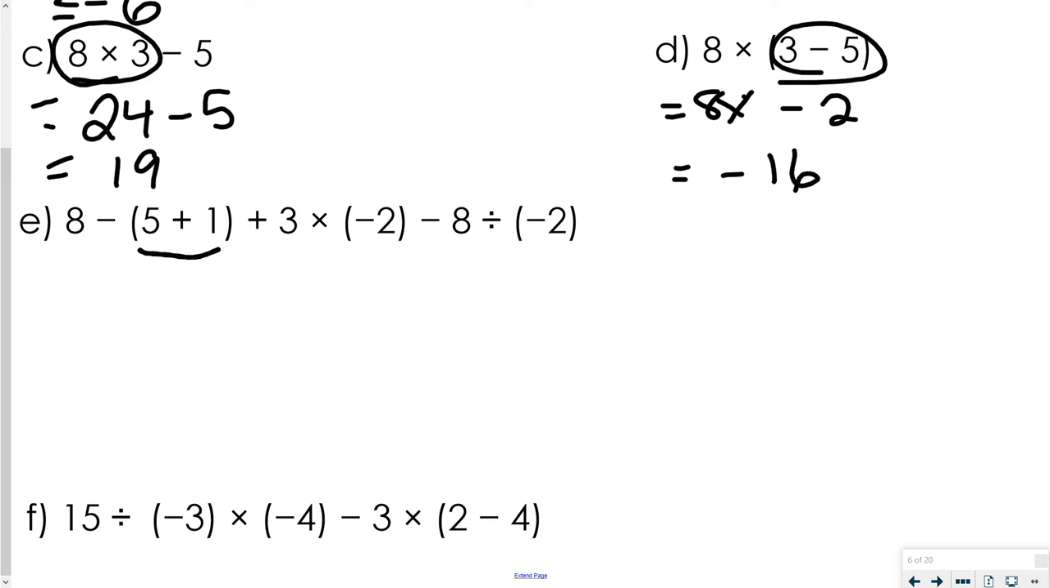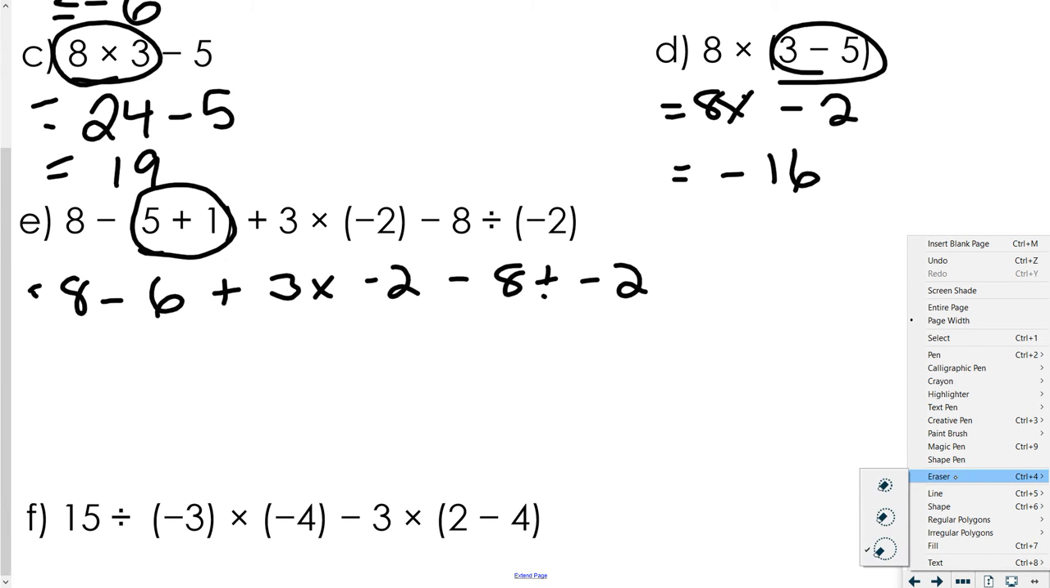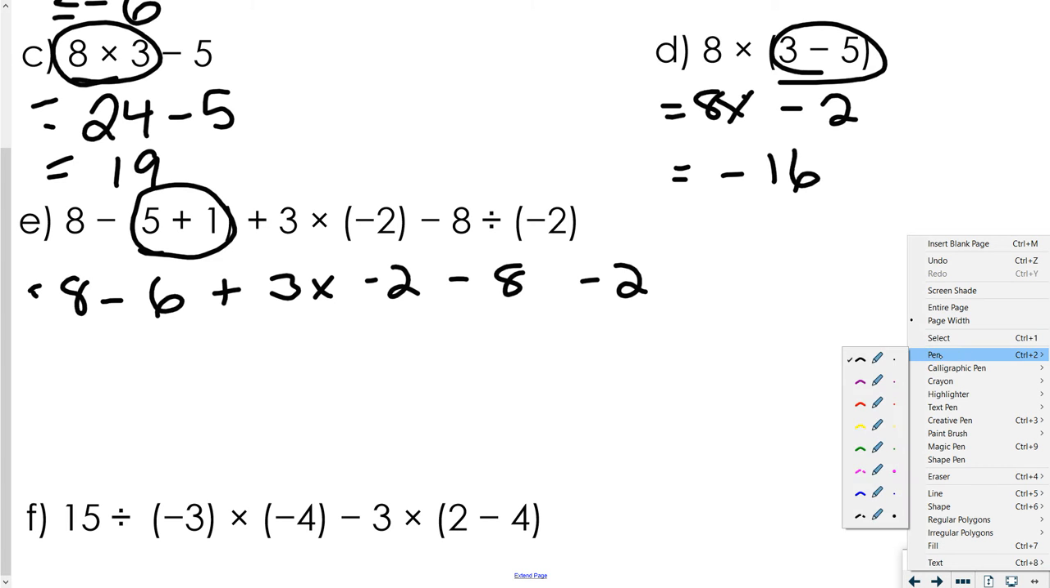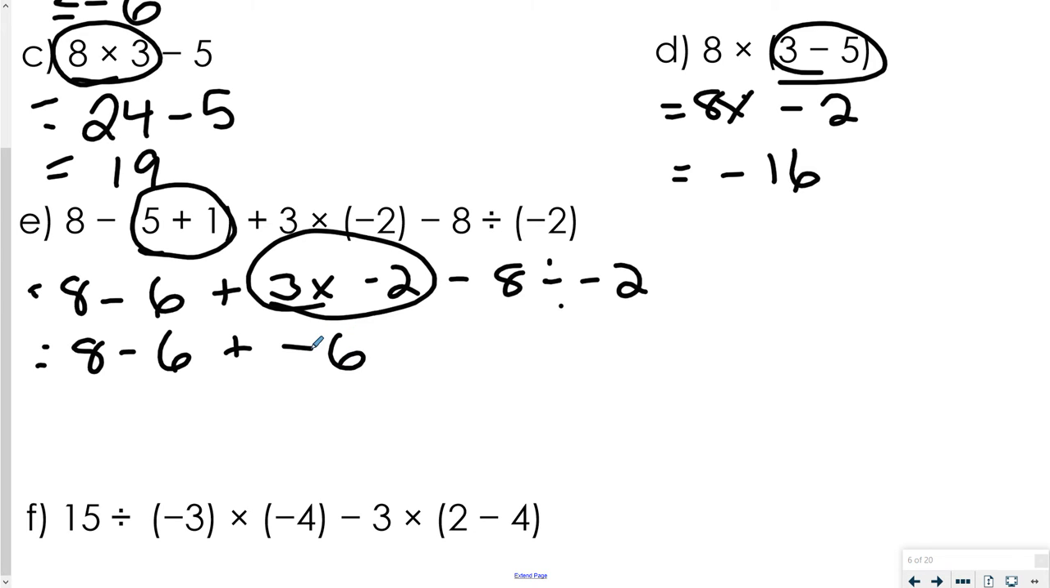So first bracket I hit is the first bracket I'm going to do. So I get 8 minus 6 plus 3 times negative 2 minus 8 divided by negative 2. Let me get that divided by symbol right. Now I've done my brackets, so there are no more brackets in my equation. So now I look for multiplication, and I do have multiplication. So 8 minus 6 plus 3 times 2 is 6. How many negatives in there? 1, so my answer is negative.